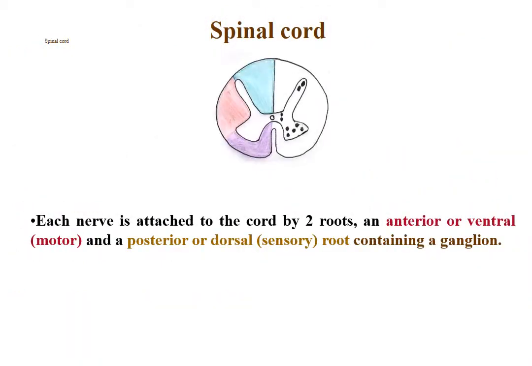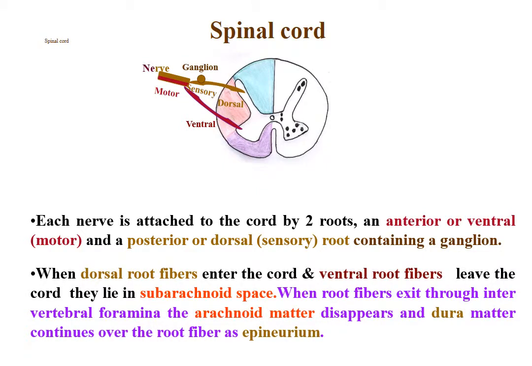Each nerve is attached to the spinal cord by two roots, an anterior or ventral root, a motor, and a posterior or dorsal root, a sensory root containing ganglia. When the dorsal root fibers enter the cord and the ventral root fibers leave the cord, they lie in the subarachnoid space between the arachnoid and the pia mater.